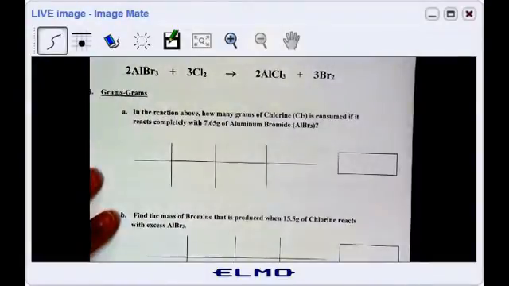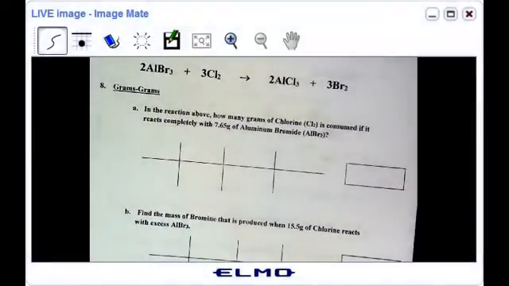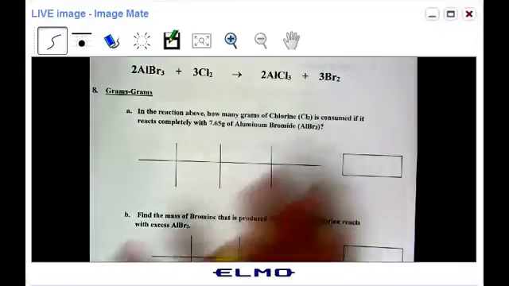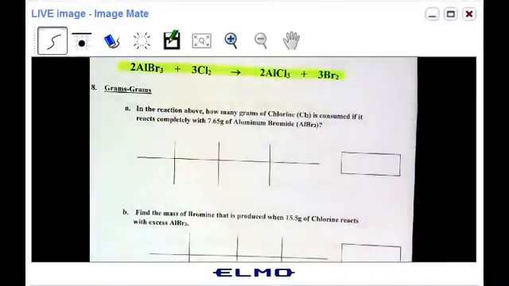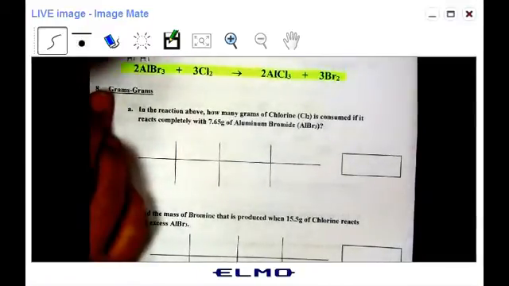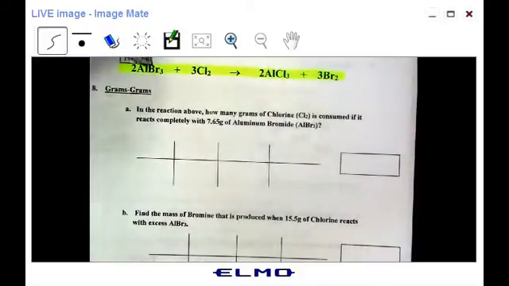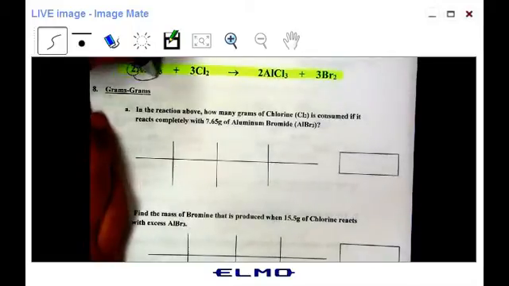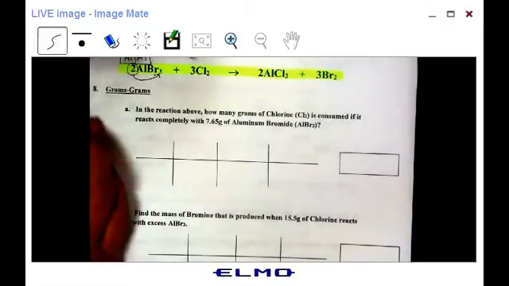Okay, let's start off at the very top. Again, I am starting off at number 8. This says it is a grams to grams. This is the equation at the top. So you will refer back to this equation for 8A and B. Let's check if it's balanced. I have 2 Als. I have 3 Brs. Well, actually, this 2 gets multiplied by that, so I have 6 Brs. And I have 6 Cls.